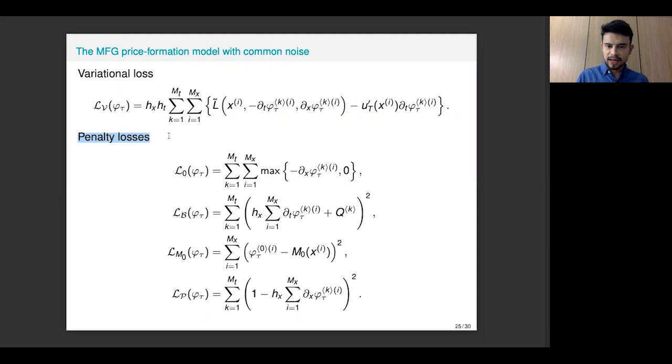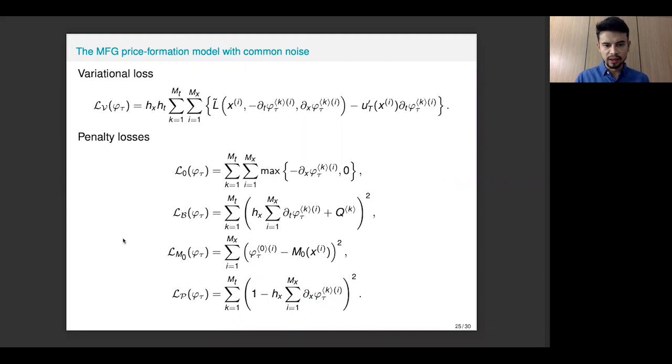So let's go one by one. The first one is guaranteeing that your potential, when you take the derivative with respect to x, behaves as a density, so it's non-negative. The second one is guaranteeing the valence condition. So remember, we have this valence condition for the potential, and we enforce it here as a penalization, taking this expression. The next one is the initial condition, because remember, for the mean field game, we have a given measure at time zero. And the last one is guaranteeing that the derivative with respect to x of the potential is a probability measure. Now we add all these losses, and that's the loss we use to train the neural network.